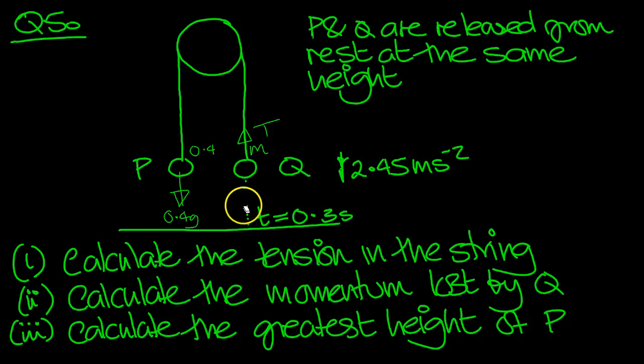Let's have a little look at this then. Here's the question in summary form. I've put one of the tensions in already. I'll put another tension in here as well. And this 0.4 kilogram must have weight 0.4 g, mustn't it? This weight here, because it's mass m, will be mg. So that's the acceleration. They're released from rest at the same height, so the height here we can label as h.